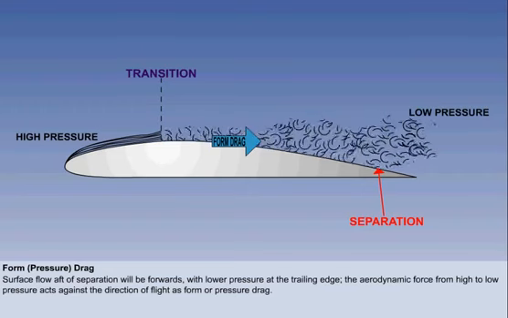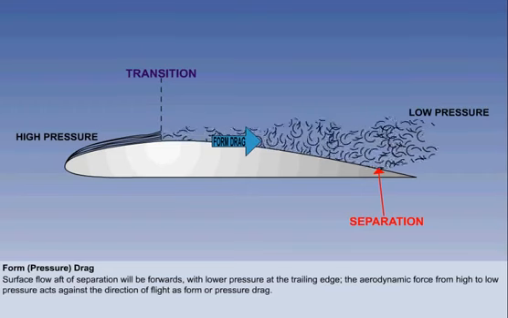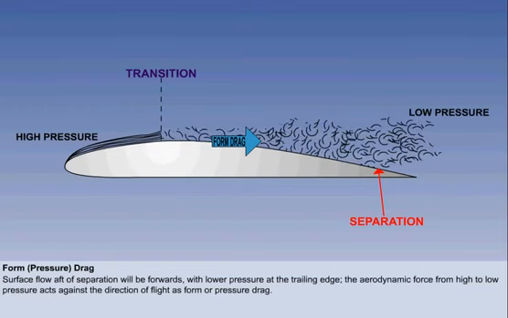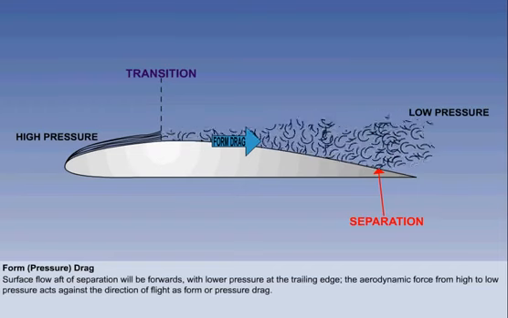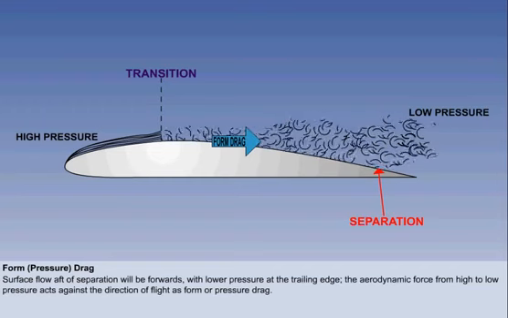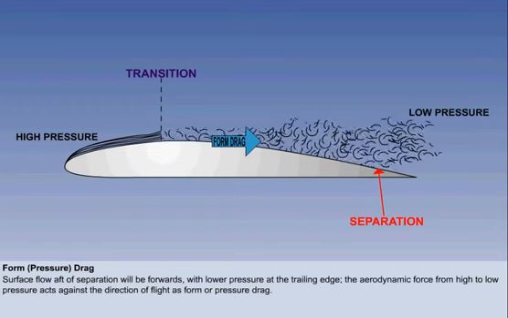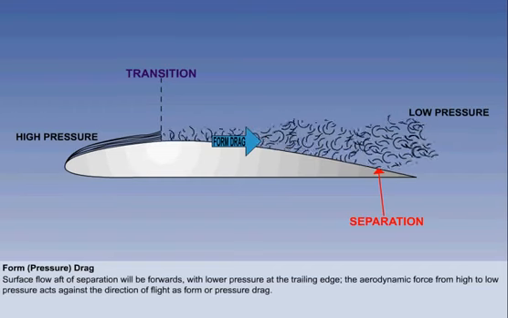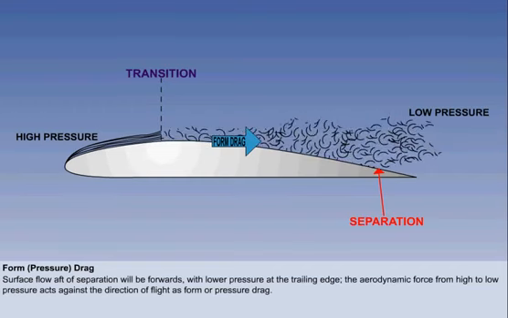The surface flow aft of the separation point will now be forwards, but because of separation, there will be a lower pressure at the trailing edge than at the leading edge. The aerodynamic force from high to low pressure thus acts against the direction of flight as form or pressure drag.